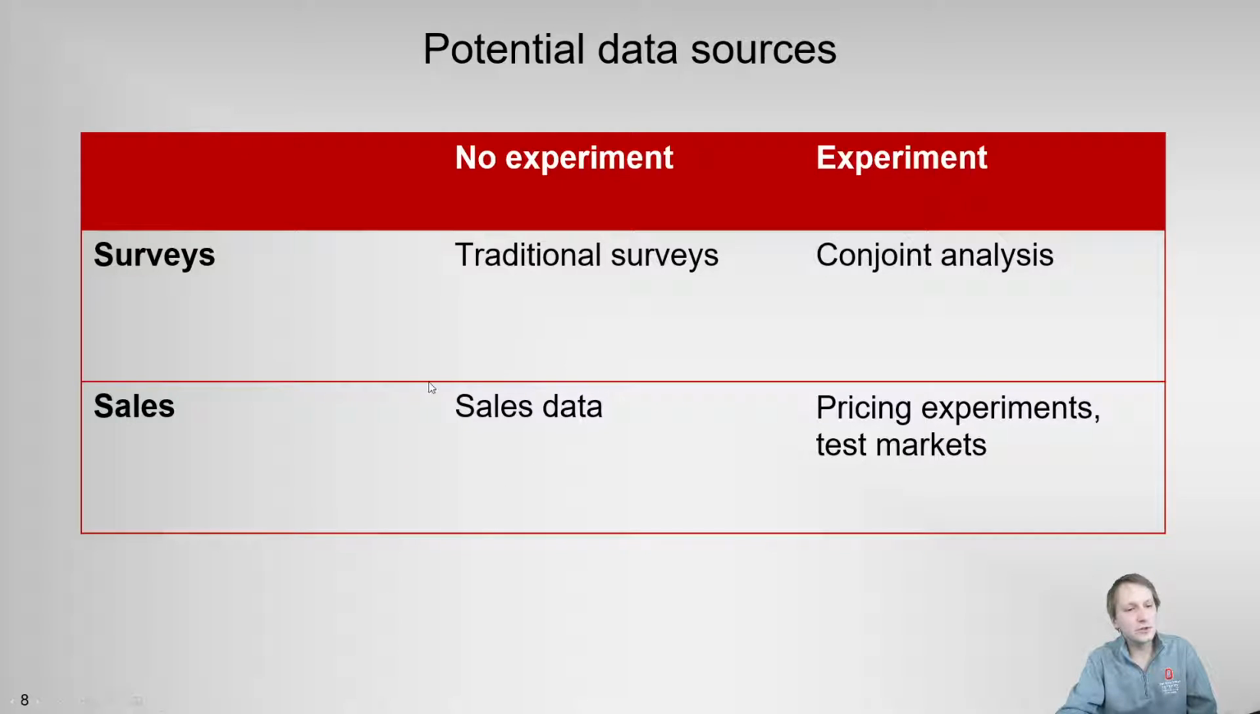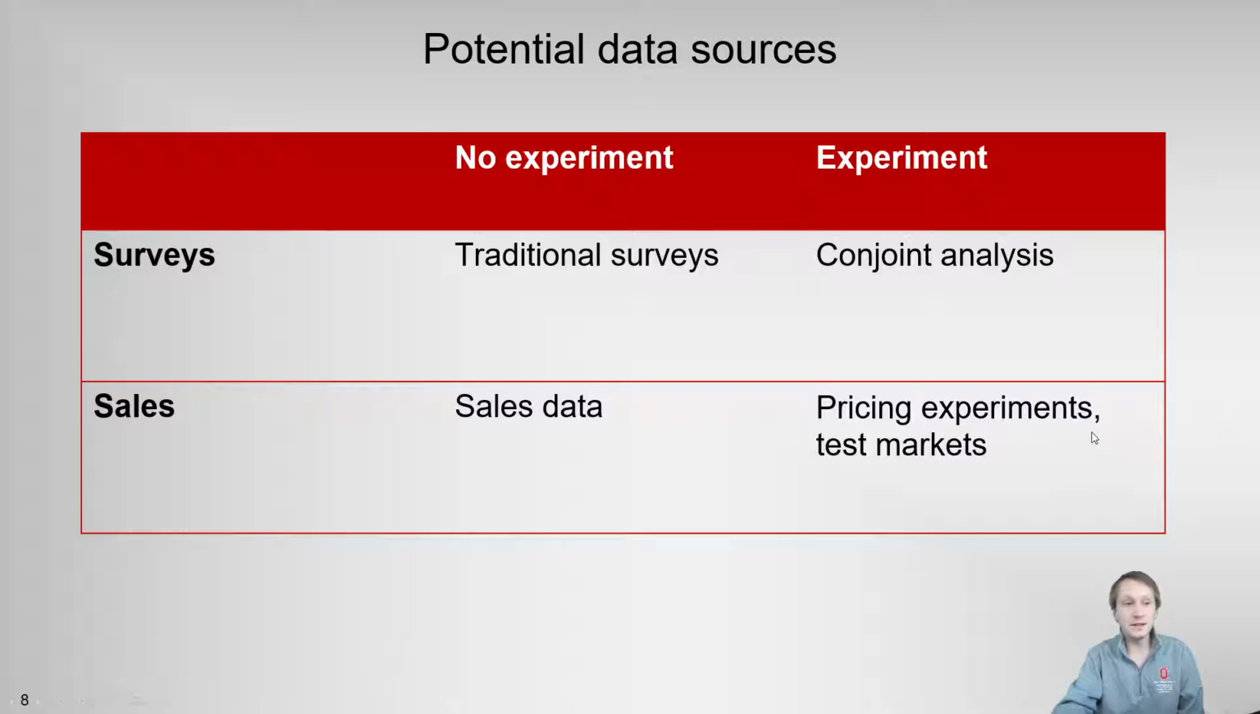It's kind of hard to introduce new products to existing sales data because the products that don't exist yet don't have any sales recorded yet. Then on the experimental side, you have conjoint analysis. It's a survey, but it's experimental. So you manipulate which choice alternatives to show to your respondents.